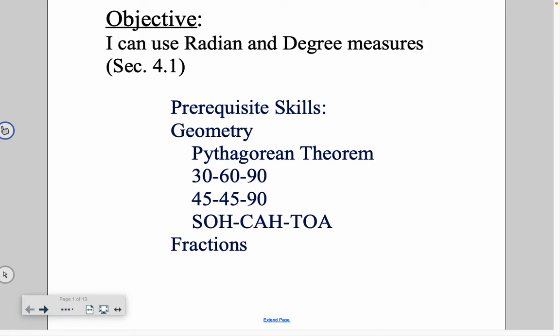45, 45, 90, SOHCAHTOA, sine, cosine, tangent. Fractions. There's a lot of fractions in this chapter. We'll talk about how to work through fractions again. So that's just an overview of things that you already know that we're going to use in this chapter.